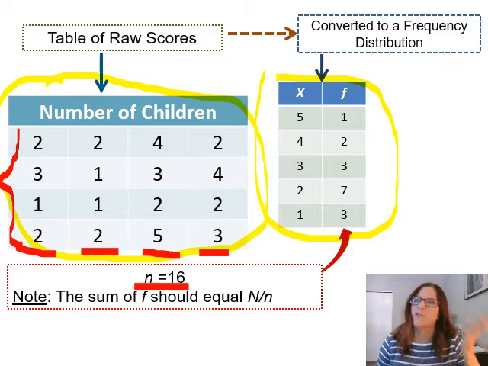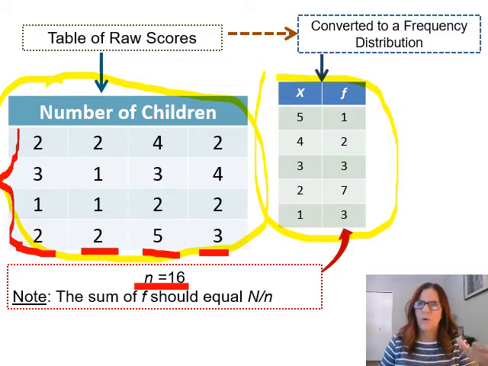Usually our data sets are much bigger. This is just an example data set. So what we would do is transfer this over into our simple frequency distribution. Now what we have is our highest score possible is 5, our lowest score possible is 1, and what we do is count how many times each of these occurs.